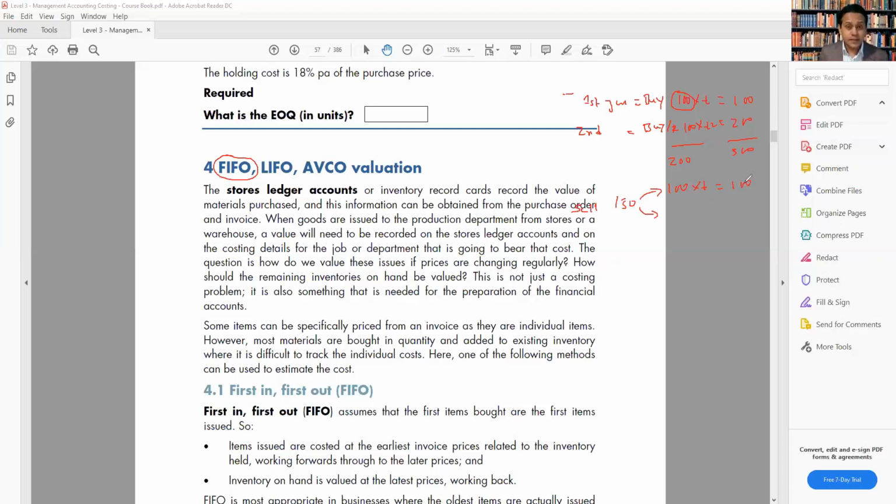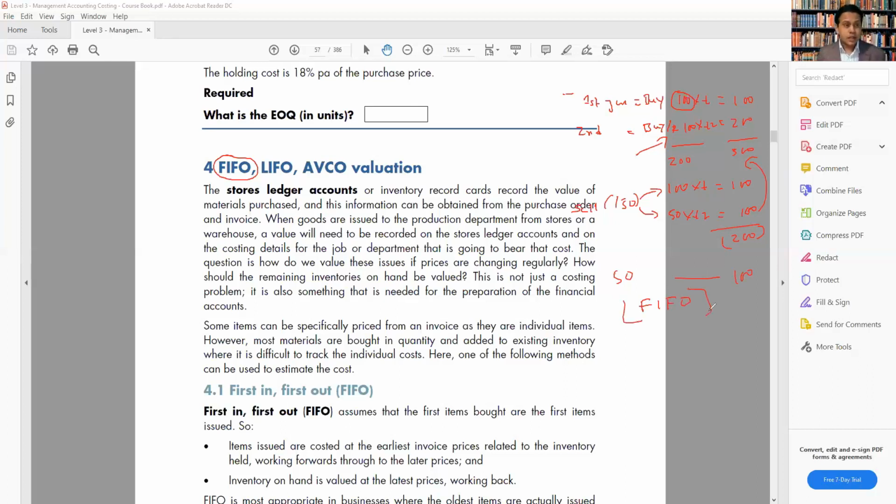Then I need another 50. Another 50 I'll take from the 2nd of January. That will be 50 times 2, so it will be 100. So the value of the 150 units will be 200. We now have 50 units left, because 200 minus 150 is 50 units, and the value left, from the 300 minus the 200, is £100 under the FIFO method.